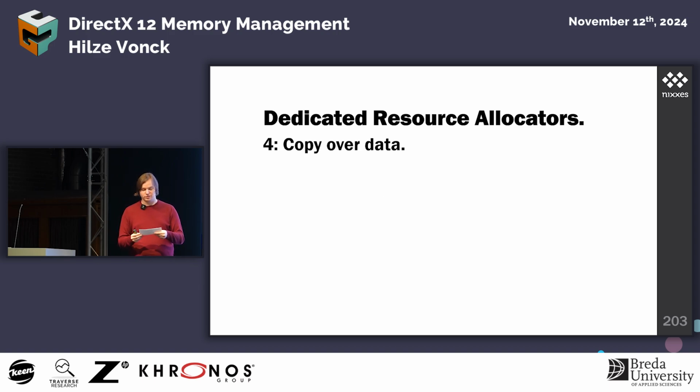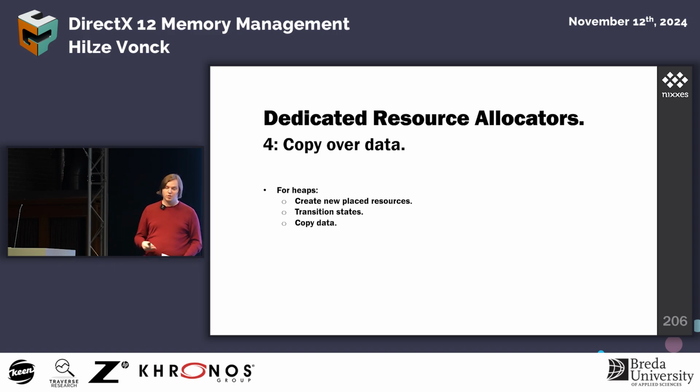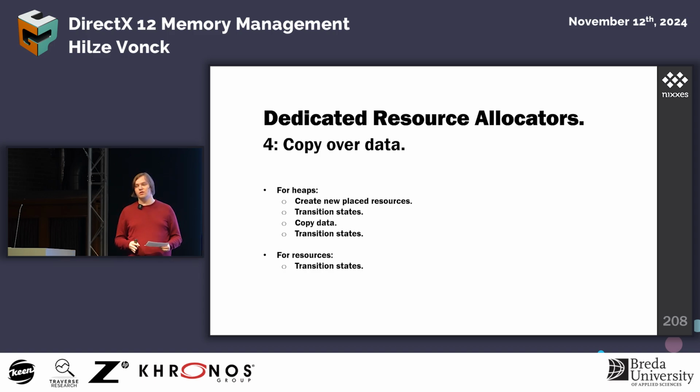4, copying over the data. What this is exactly depends on the underlying resource type. In the case of heaps, we create new place resources, transition the old resources into a copy source state, copy over the data, and then transition the new resources into the states that the original resources were in, very similar to how the demotion system handles it. For the resources, however, we follow the same steps, but now it needs to be done on the backing data level instead of the individual resource level, since all allocations share the same underlying resources. So we transition the backing data and copy over the data as before.